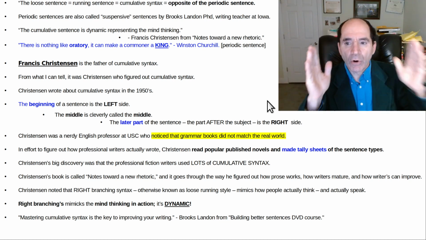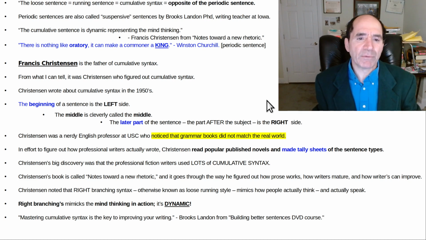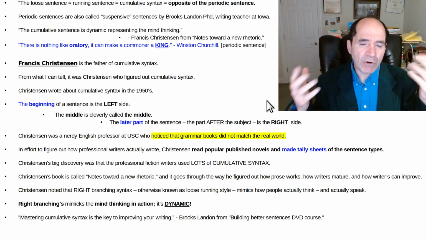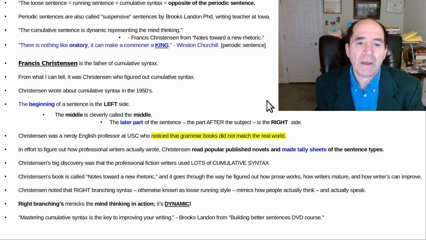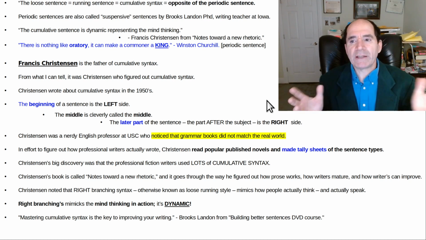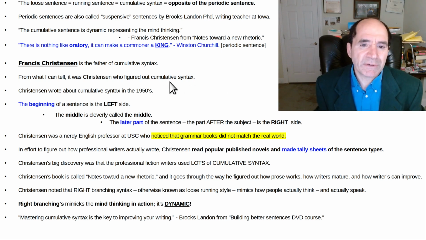But there was an entire course by a guy named Brooks Landon. A bunch of his YouTube videos are available for free on YouTube. But he teaches an entire course through the teaching company, thegreatcourses.com. I think it might even be a Wondrium. And he goes through all of the advanced issues in cumulative syntax. So here's the word right here, cumulative syntax.